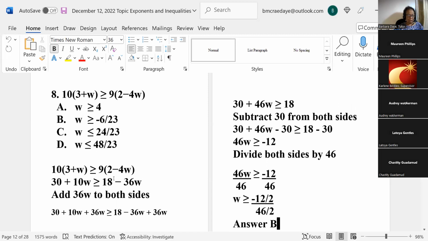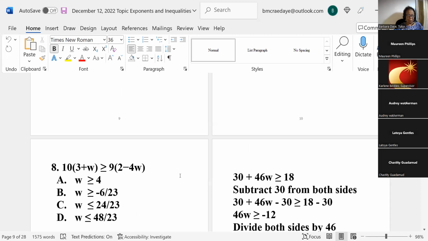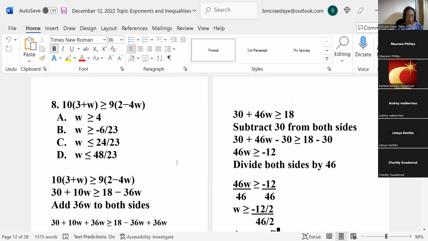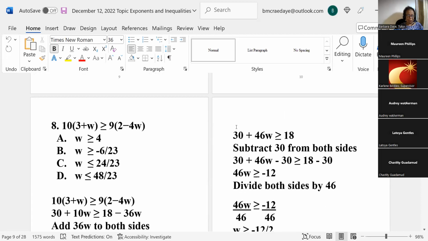So that means you want to get this 30 minus 36W over on the left side. So it's a subtraction, so you add it. That's what we did. And that gave us the 46W. Now we have a 30 and an 18. We want to get those together. So that's an add 30, so we subtract the 30.